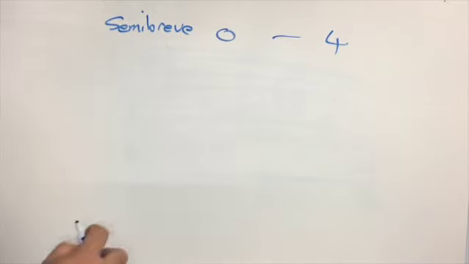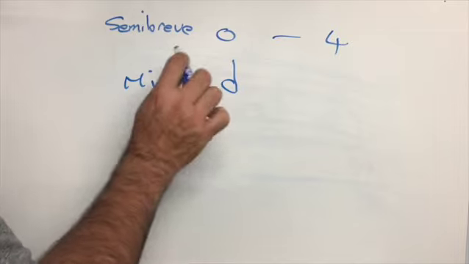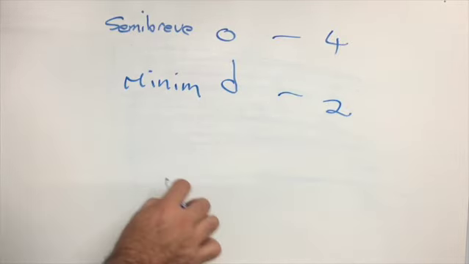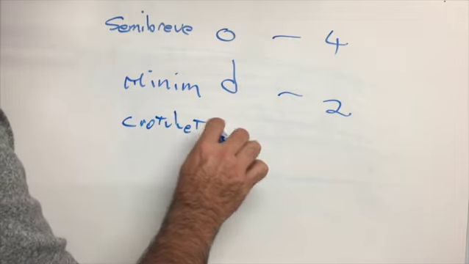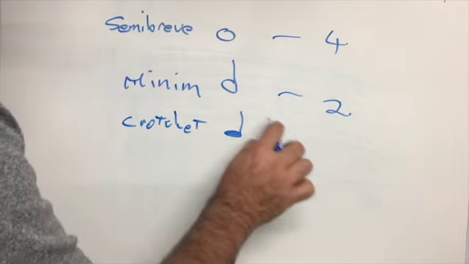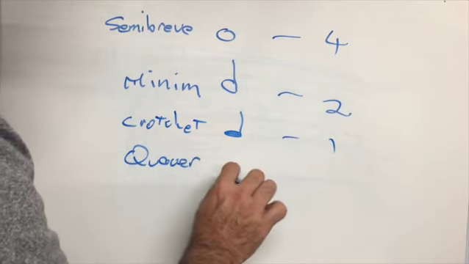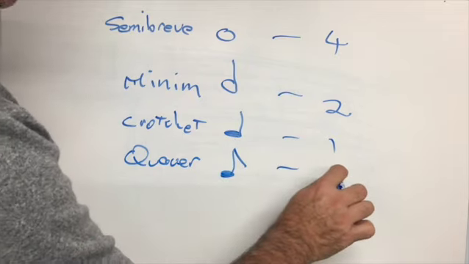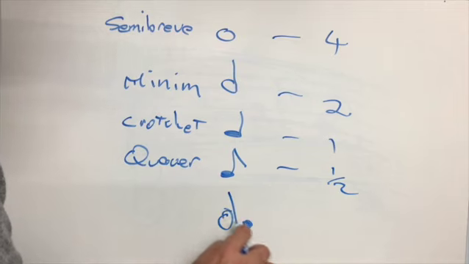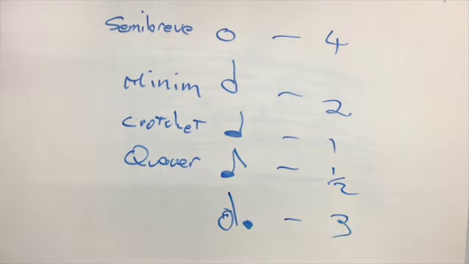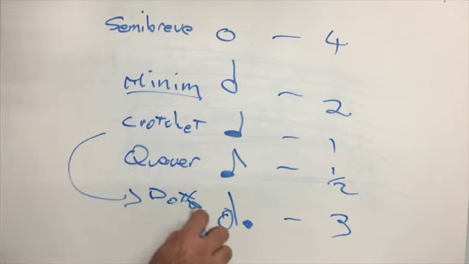Semibreve, and it's worth four counts. Minim, and it's worth two. Crotchet, worth one. Quaver, looks like a crotchet with a tail, half a beat. And the very last one is a dotted minim. So it's a minim with a dot.